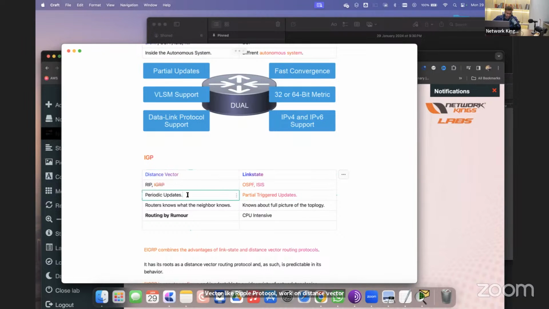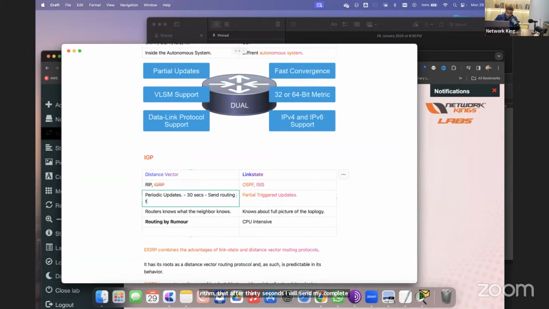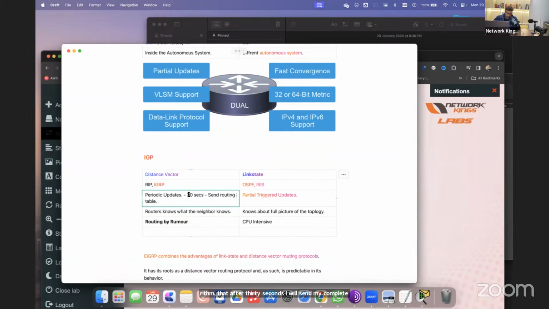After every 30 seconds, these are called periodic updates. After 30 seconds, I will send my complete routing table. So this is called periodic. There is a timer, and after 30 seconds every router will send its routing table. And link state uses partial triggered updates whenever there is a change.